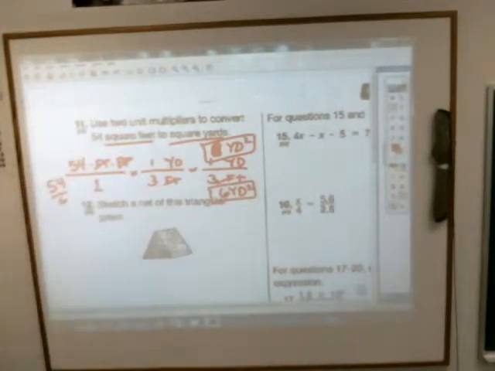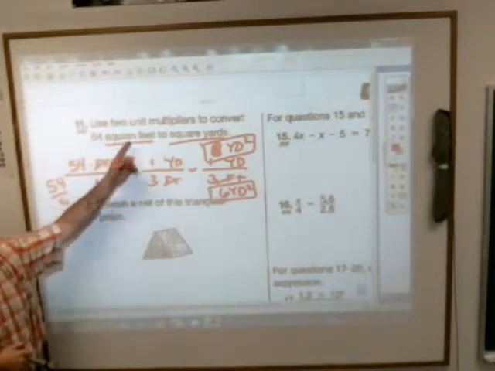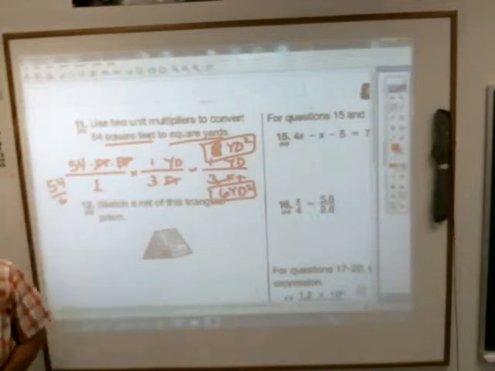So there's a great one to leave a note for yourself that you have to double the unit multipliers because it's square feet, square yards.